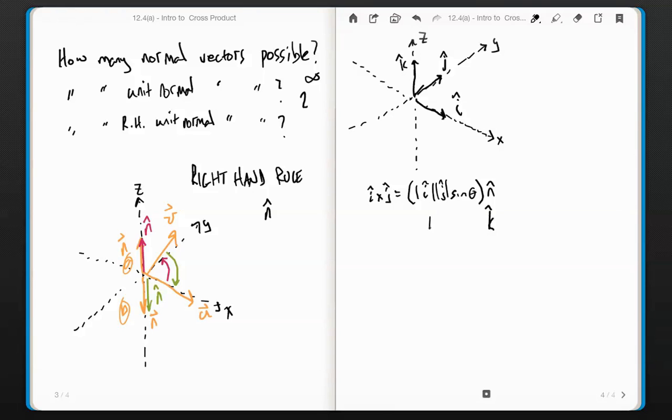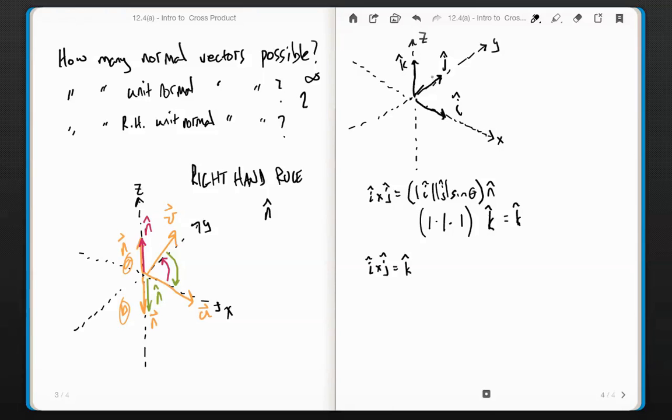The magnitude of i is 1, the magnitude of j is 1. The sine of, well, what's the theta between i and j? Well, that's 90. The sine of that, conveniently, is 1. So we can see that i cross j gives us k. Okay. And then if we make a little table down here, i cross j equals k.